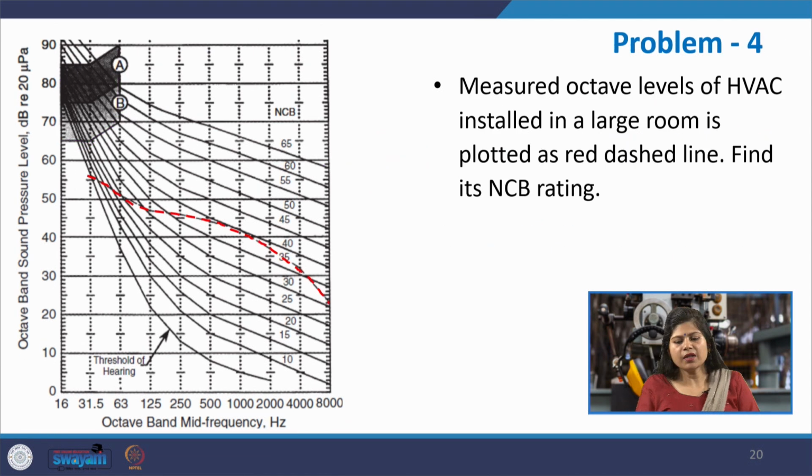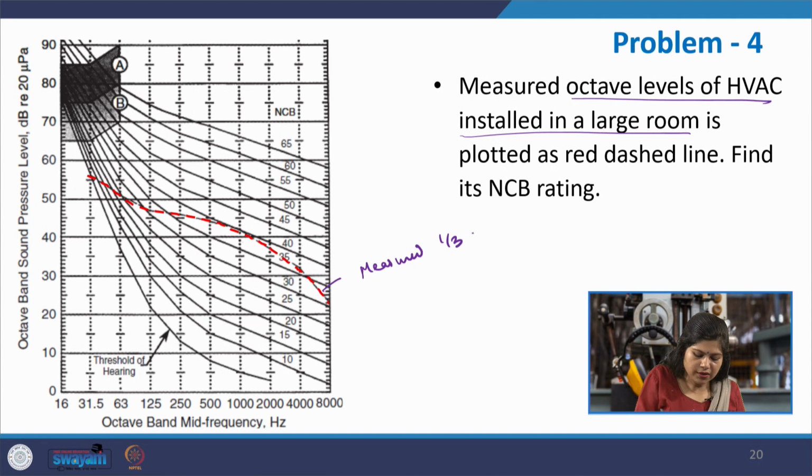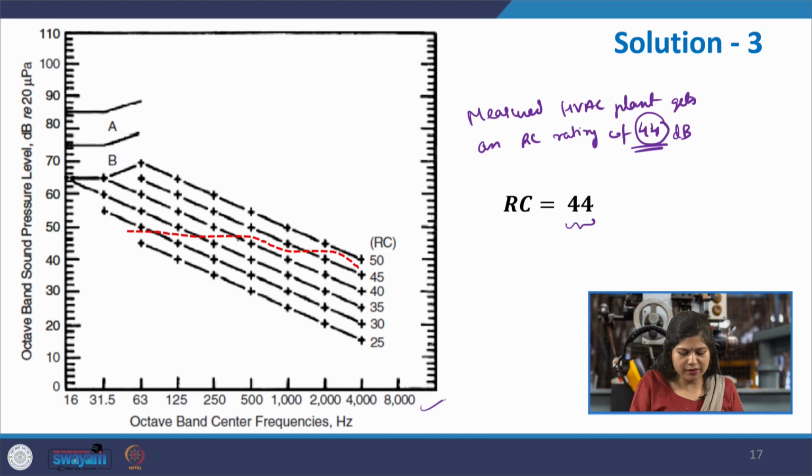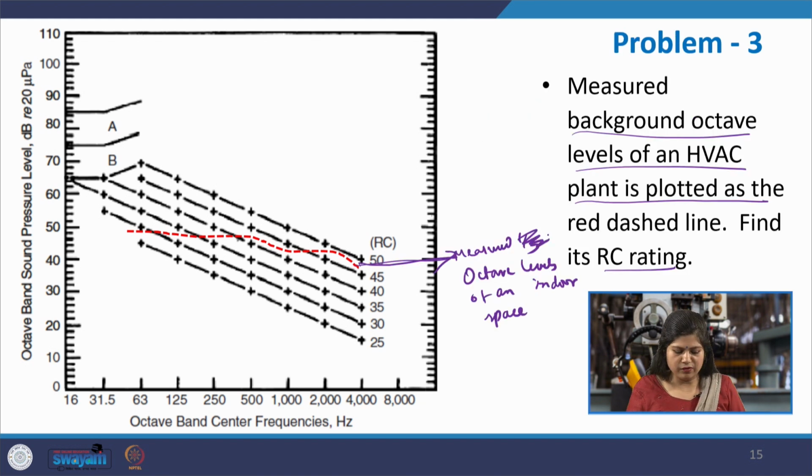So, let us see, this is a family of the NCB curves and the octave levels of an HVAC installed within a large room, and the noise levels in that large room are measured. Over here we represented the octave levels. Even in this one we had the octave levels, not the 1/3 octave levels. This is something which I would like to rectify. These are measured octave levels.